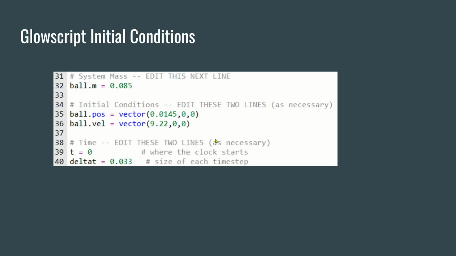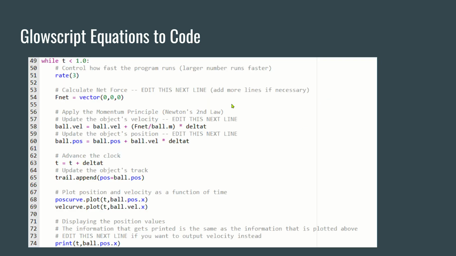And here are the initial conditions I used for GlowScript, which was basically the data I got from Tracker. As you can see, here's the mass, initial position, and initial velocity, the start time, and then the size of each time step. And here are some of the equations that I used that I converted to code on GlowScript. Line 58 shows the position update formula, and line 60 shows the velocity update formula.